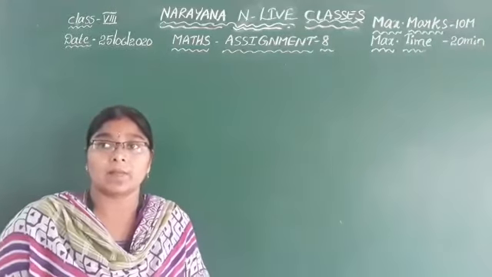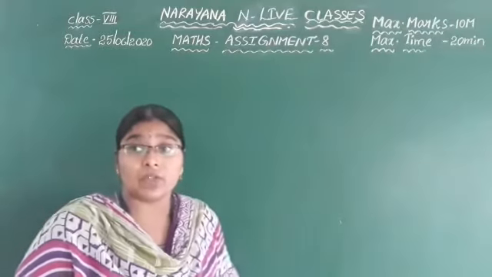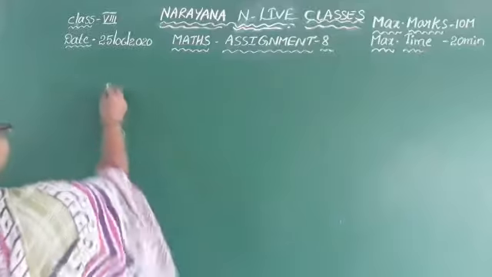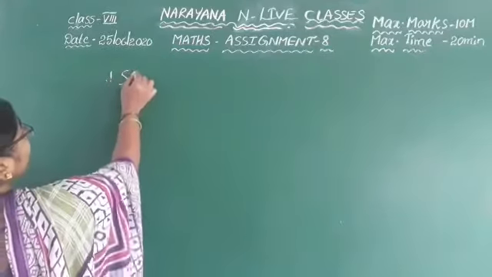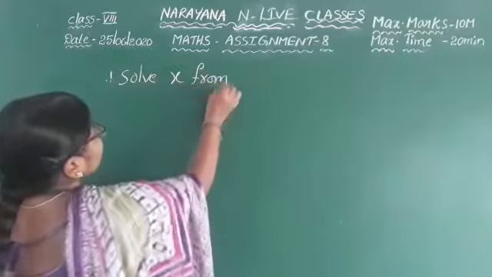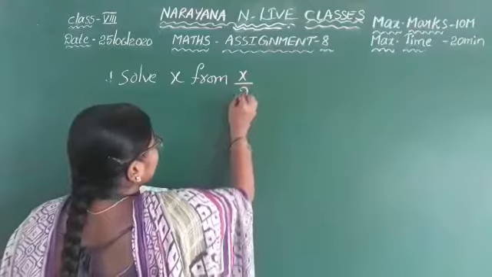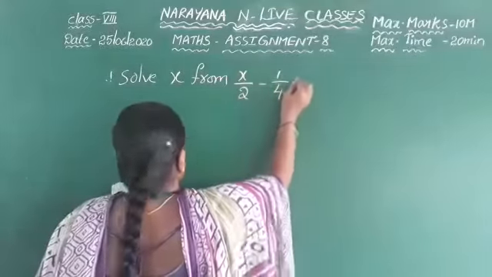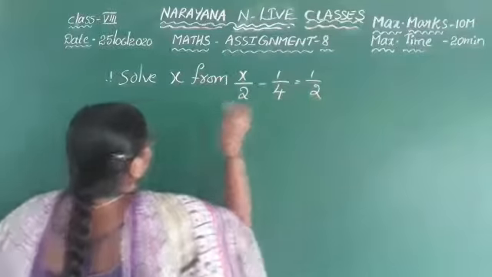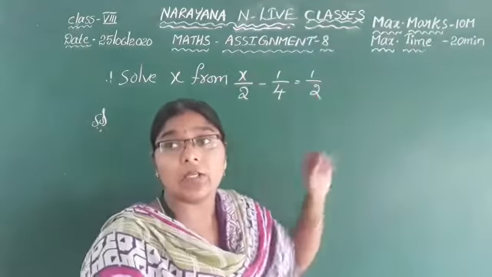Today I am going to explain the 25th key date assignment. In that assignment the first question is: solve x from x by 2 minus 1 by 4 is equal to 1 by 2.